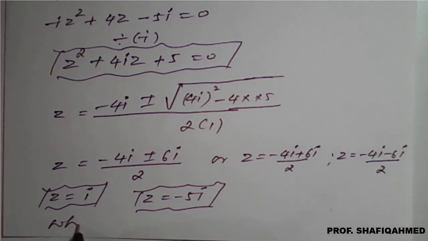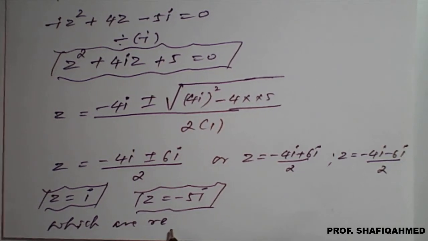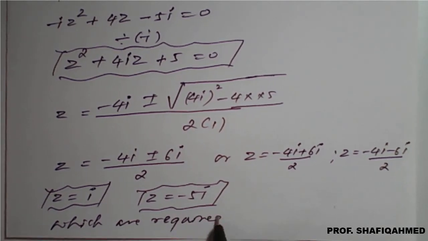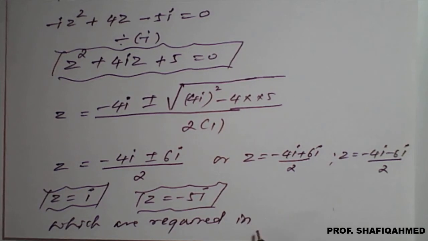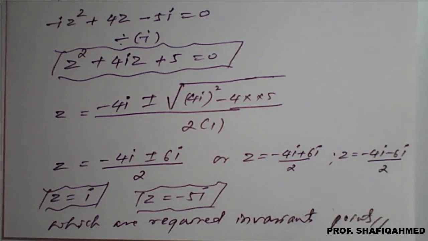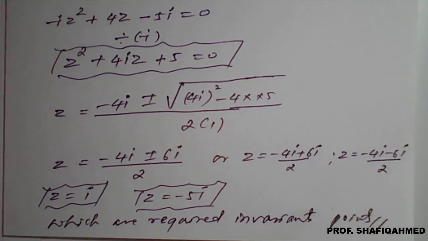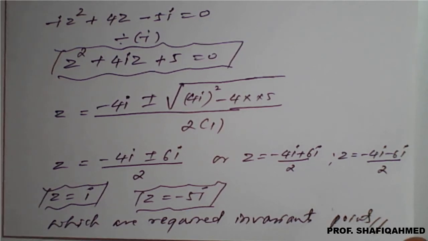So in this way we need to see how to get the given bilinear transformation, as well as its invariant points.